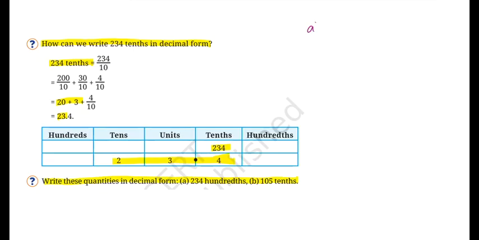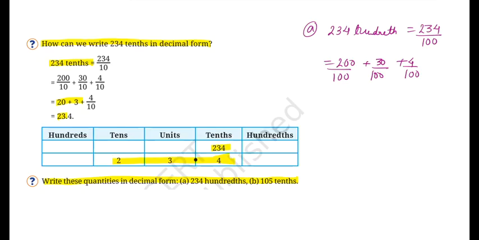So let us write. So let us take the first part. 234 hundredth कैसे लिखेंगे? It means 234 over 100, right? Now can we write it as 200 over 100 plus 30 over 100 plus 4 over 100. So 0 and 0 gets cancelled away, so you will get 2. Then again 0 and 0 gets cancelled away, so you get 3 tenths and 4 hundredth. So in the decimal representation, it would be written as 2.34. Let's go for the next part.